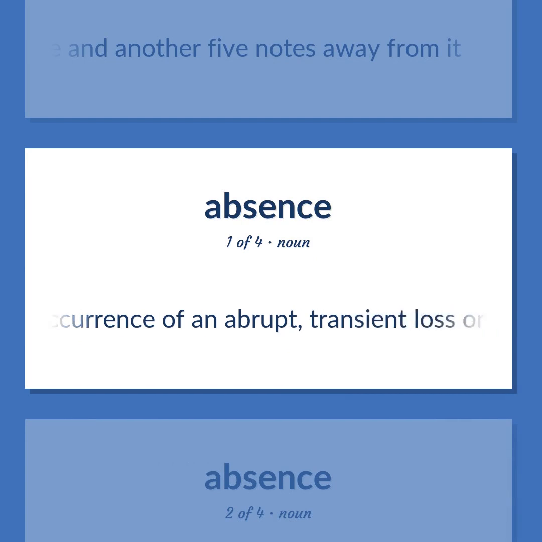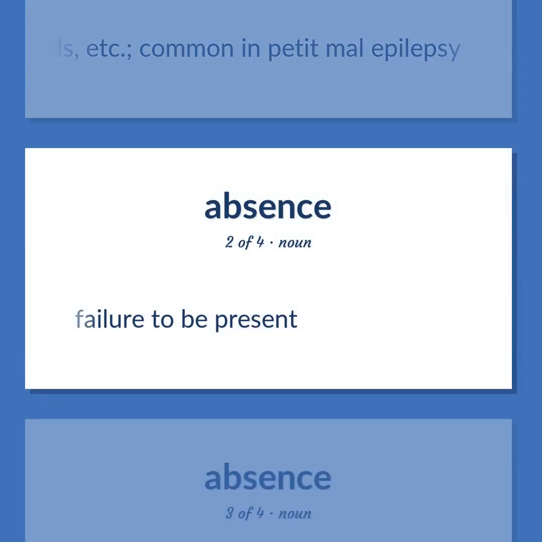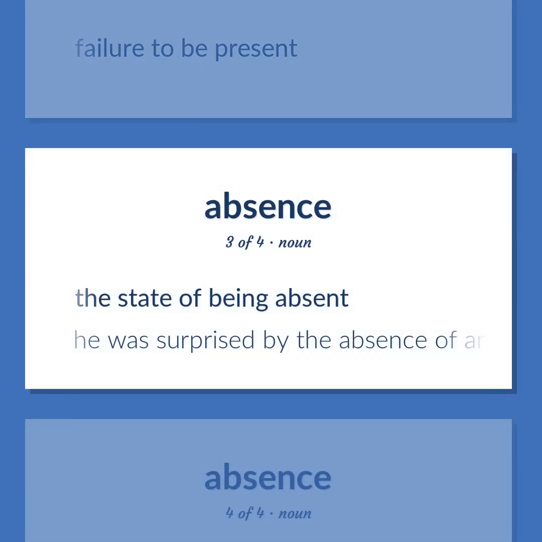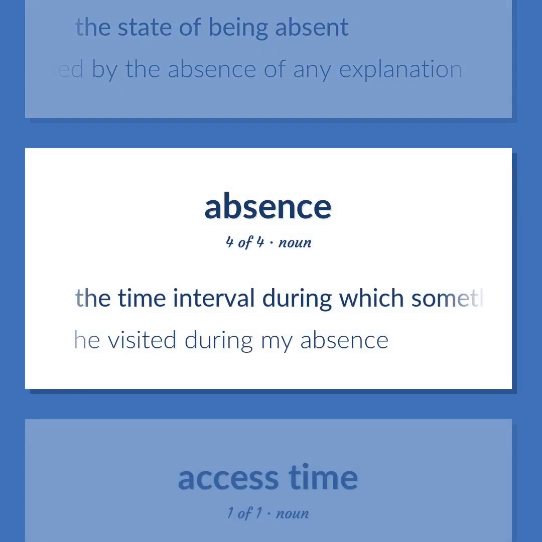The occurrence of an abrupt, transient loss or impairment of consciousness, which is not subsequently remembered, sometimes with light twitching, fluttering eyelids, etc., common in petit mal epilepsy. Failure to be present. The state of being absent. He was surprised by the absence of any explanation. The time interval during which something or somebody is away. He visited during my absence.